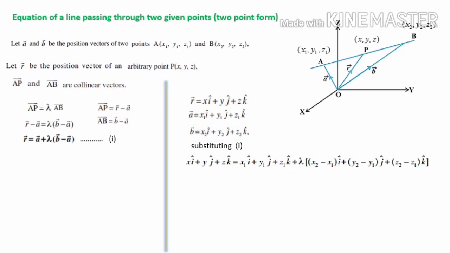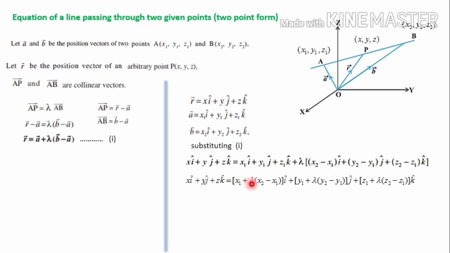So (x2 - x1) i cap plus (y2 - y1) j cap plus (z2 - z1) k cap, with lambda outside, is written. That is equal to xi plus yj plus zk, equal to, on the right side we have to do a little bit of pairing. Here, in the i component, there is x1, and here there is lambda into (x2 - x1). So we have to take them together.